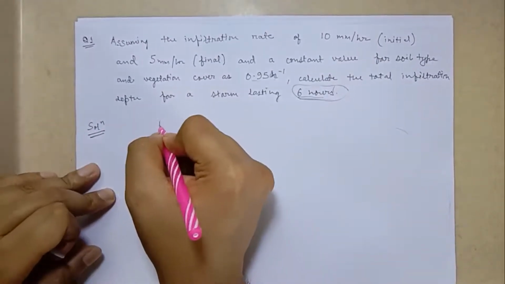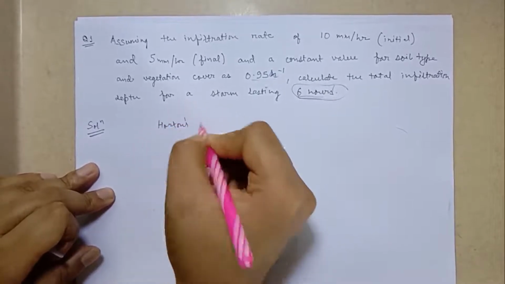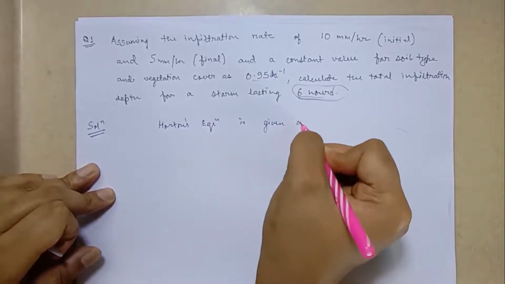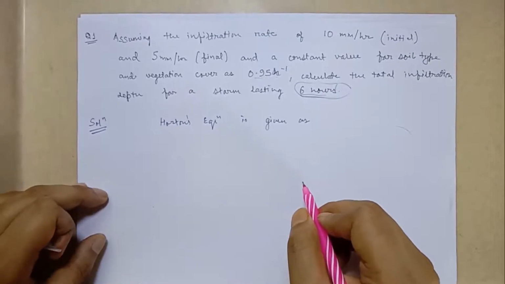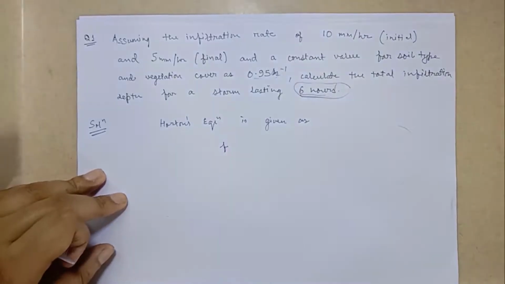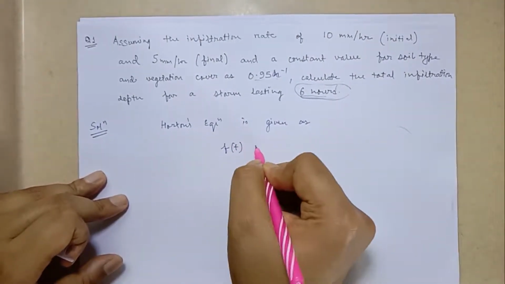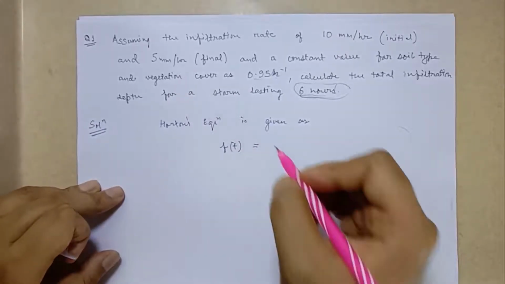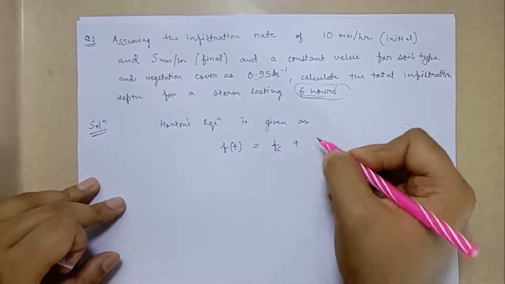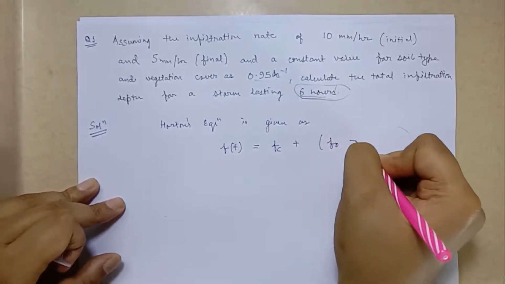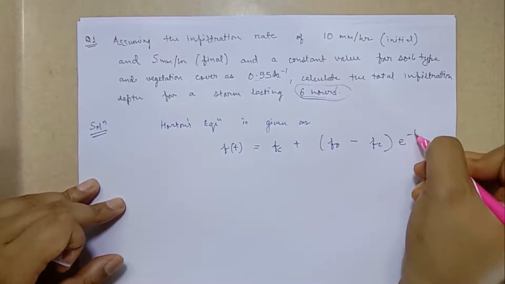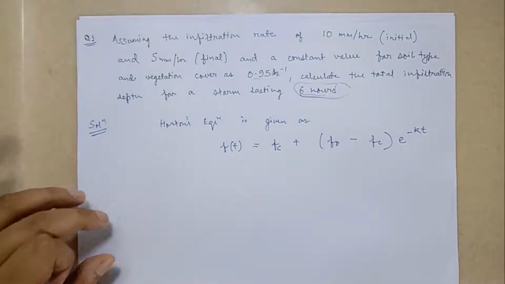The Horton's equation is given as, so how is the Horton's equation written? Horton's equation is f_t is equal to f_c plus (f_0 minus f_c) multiplied by e to the power minus kt.